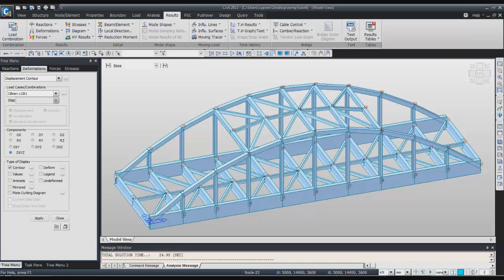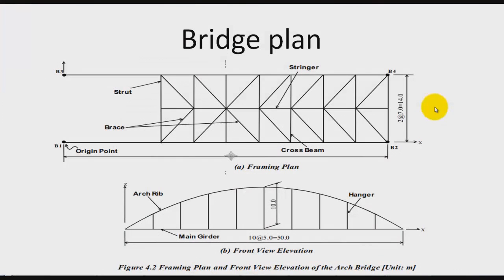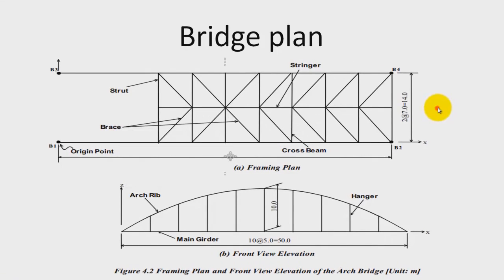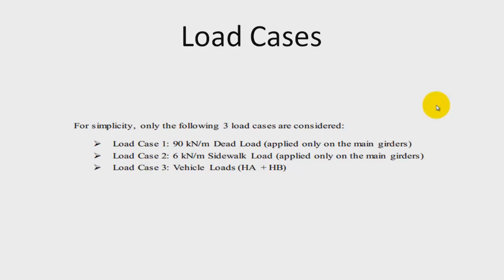Hello, and welcome to this tutorial for MIDAS Civil. Today I will show you how to model this bridge in MIDAS Civil and how to apply the moving load on it. So this is the plan of the bridge. The main deck is 50 meter by 14 meter, and the height of the arch is 10 meters. I will apply three types of load cases on this bridge: dead load, sidewalk load, and vehicle load.